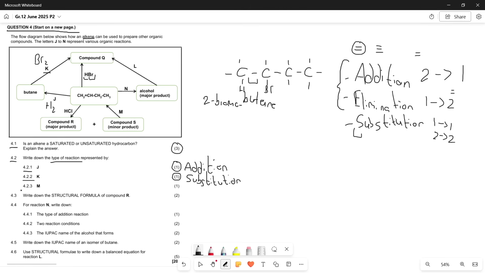And then 4.2.3, write down the type of reaction represented by M over here. Okay, so once again, with the same train of thought, we're trying to see we have the thing here, we do not have the thing here, and we do not have the thing on the line, which means we don't have enough information to work with this yet, which means we have to go to the second closest thing, which is this way over here, the bottom left, where our alkene reacts with HCl to form a major product and then a minor product.